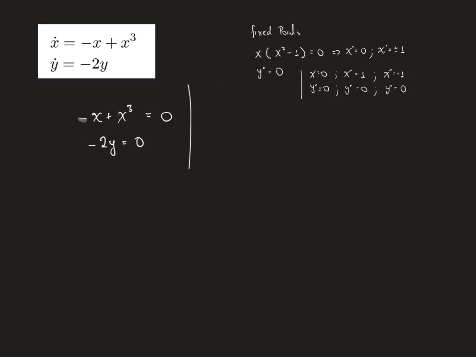Okay, so what is the Jacobian? So let's go easy. And what is f of x in here? It is minus x plus x to the cube, and g of x is minus 2y. How is the Jacobian defined? Remember, the Jacobian is equal.